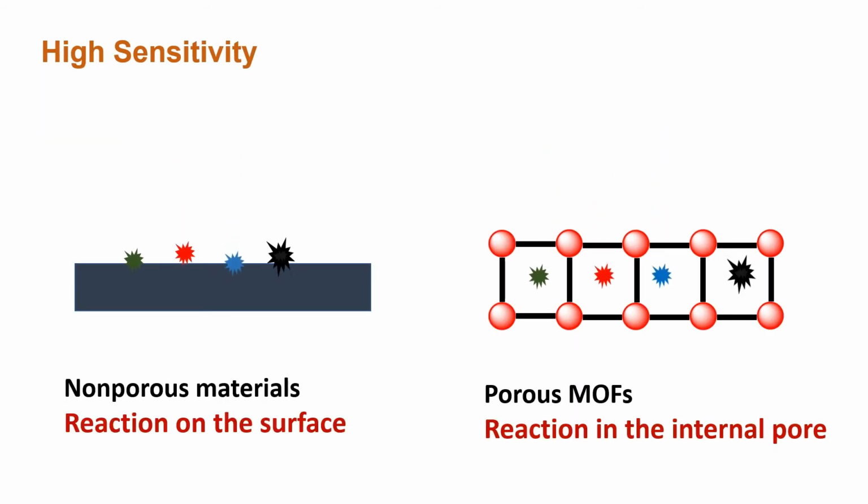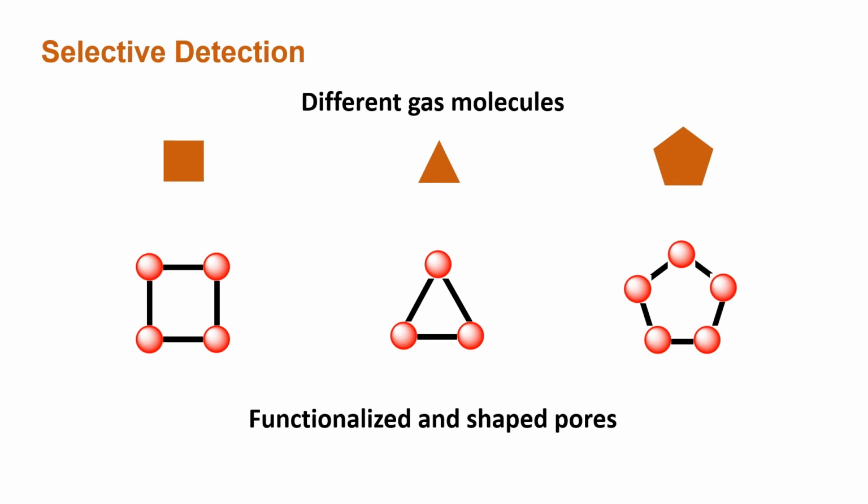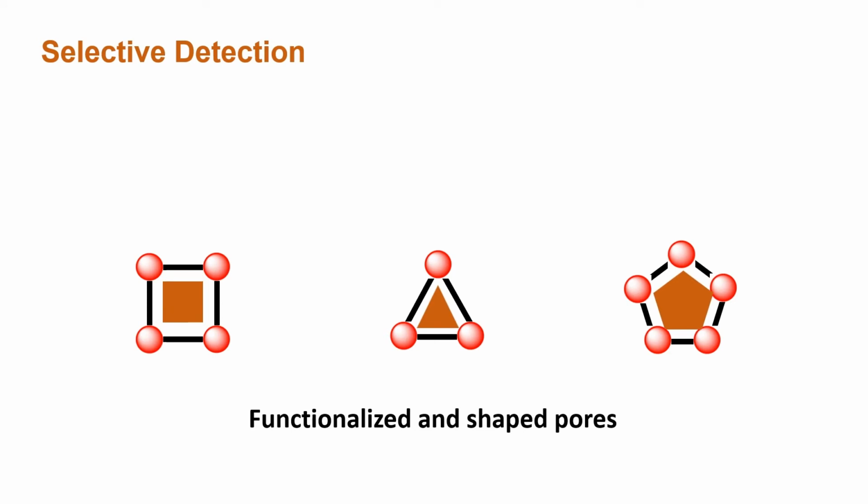Unlike non-porous materials, of which the chemical reaction can only happen on the surface of the material, the gas molecules can reach into the internal pores of MOFs, increasing the area of reaction, which means a higher sensitivity. The shape and function of the pores can be modified, which will only allow a particular type of gas molecules to get in. This can eliminate the influence of normal compounds in our exhalation, such as water and CO2, to achieve selective detection.